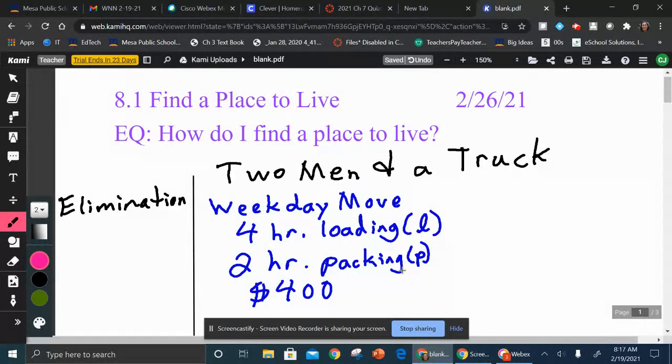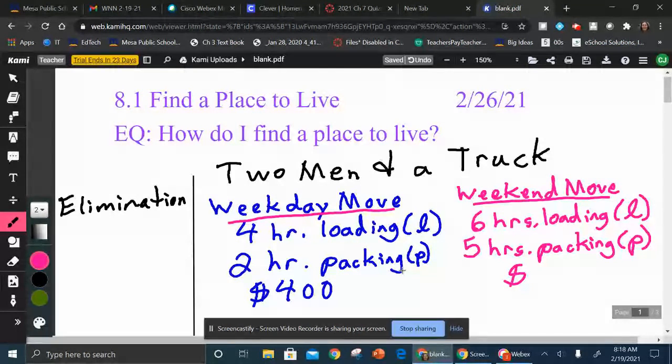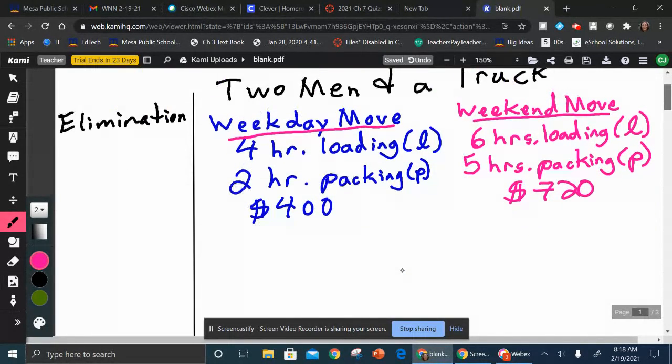Okay, and then we have our weekend move. So 6 hours of loading. And everybody, I'm using a cursive L so it doesn't look like a 1. And then 5 hours of packing. Okay, so $720. Okay, so we're going to figure these out.